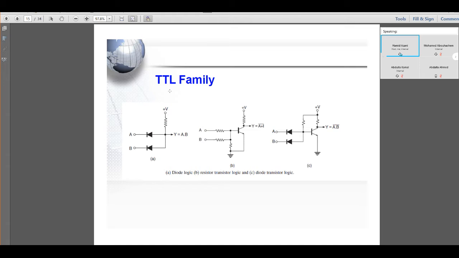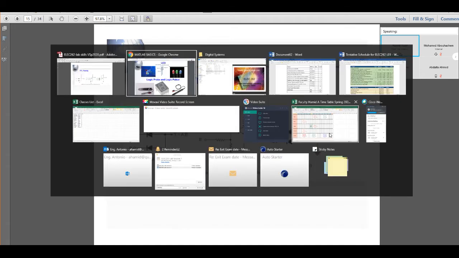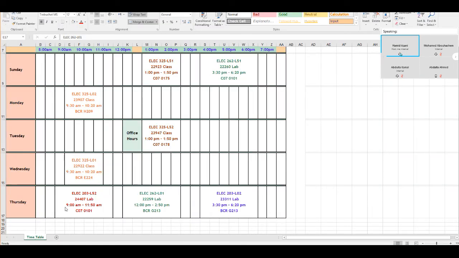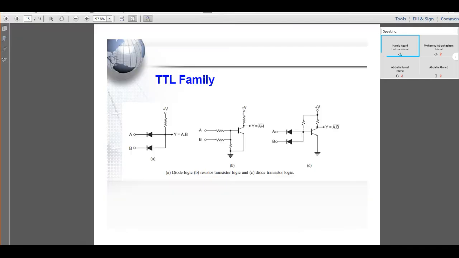Sorry, I have 3 back-to-back sessions. As you can see here, I started talking at 9 a.m., and with you now, and I'm going to talk at 3:30. So 3 labs back-to-back. It's a little hectic.